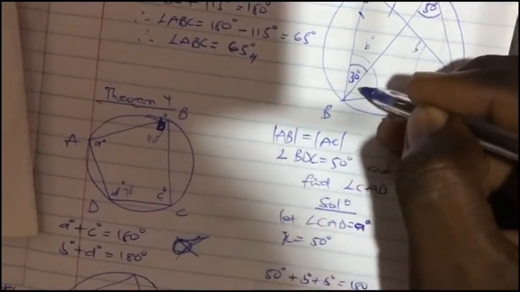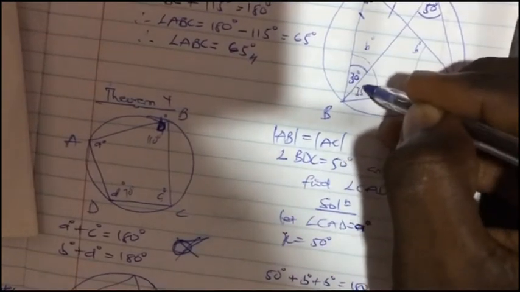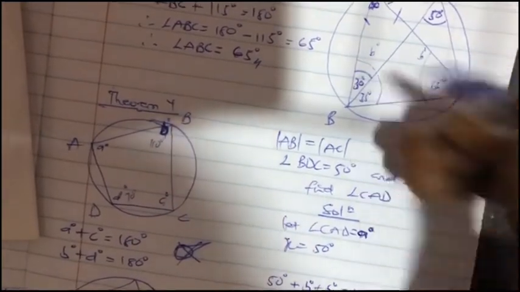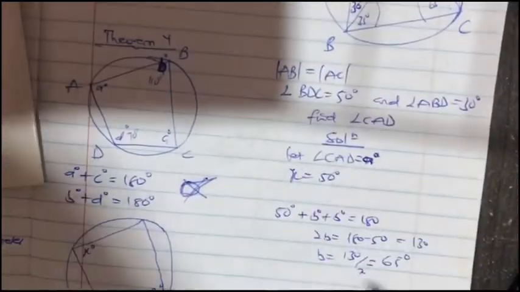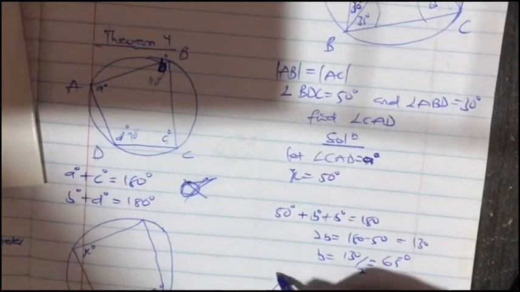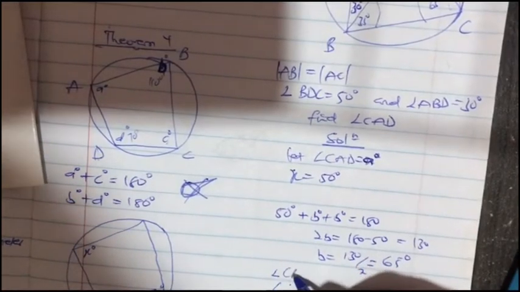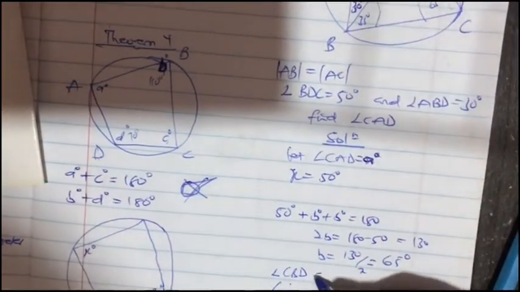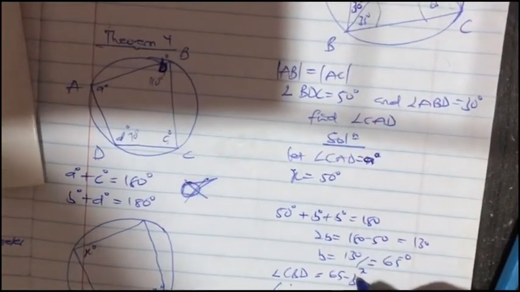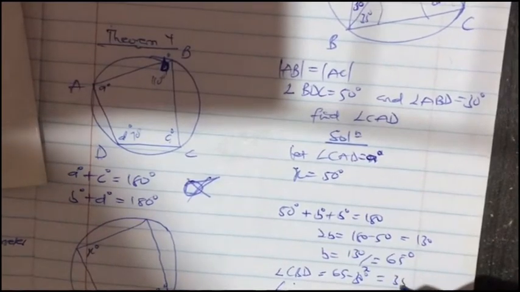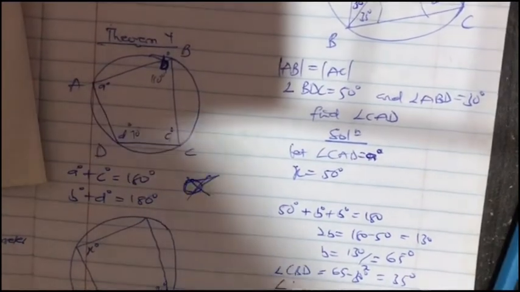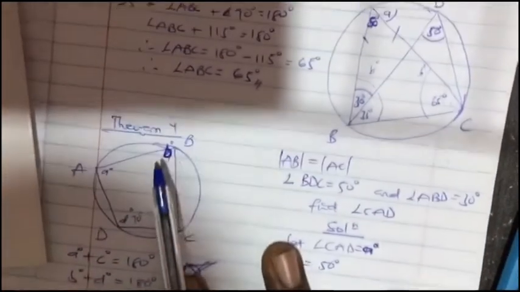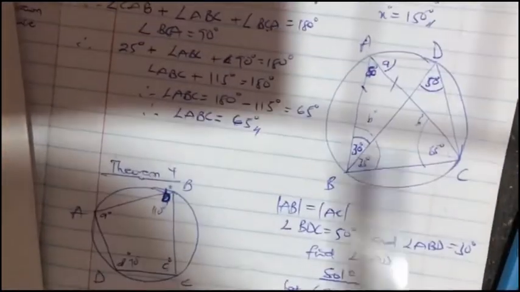So if there's 65 degrees, then this will be 35 degrees, because this whole angle is 65 and that is 30, so this will be 35 degrees. So you can just say that angle CBD is equal to 65 minus 30 degrees, and that is equal to 35 degrees. But the question was asking for angle CAD. So we are looking for angle CAD.